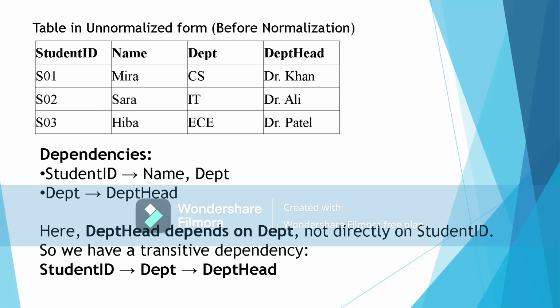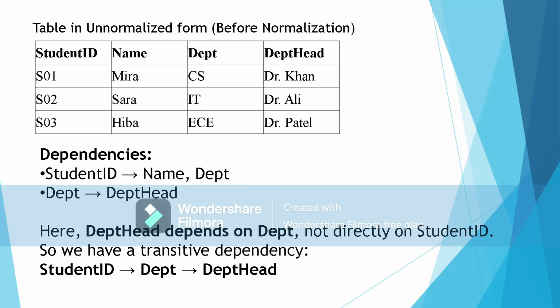Consider one more example for 3NF. Here is a table which is in unnormalized form. It shows that student ID gives the name of the student and department, and by using department we can find out the department head. It means a transitive dependency exists here.